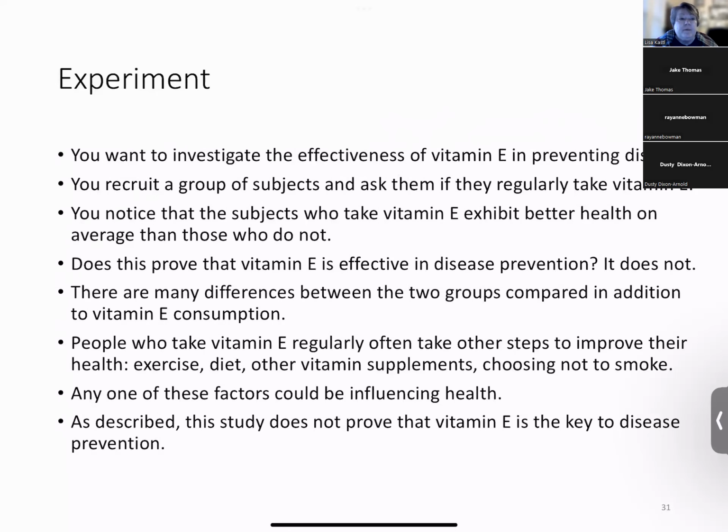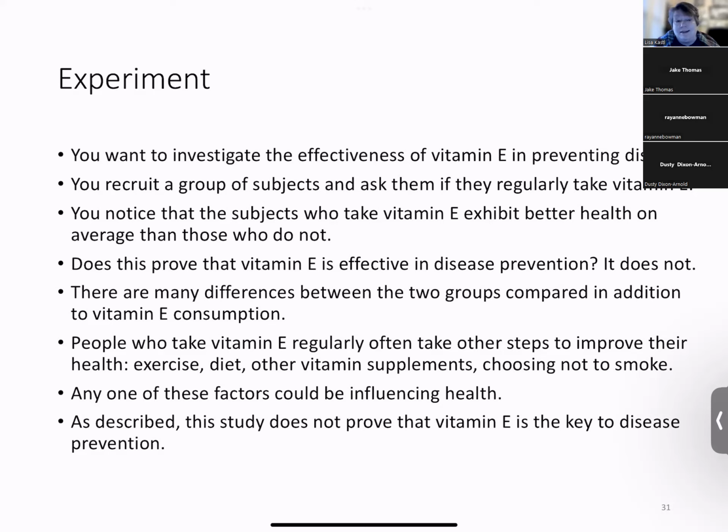So you want to, for example, investigate the effectiveness of vitamin E. This is a study that's certainly been done and kind of been debunked since it first was done many, many years ago. So you recruit a group of subjects, you give some of them vitamin E, the other ones you don't, and then you see that there's a difference. So does that prove that vitamin E makes somebody healthier?